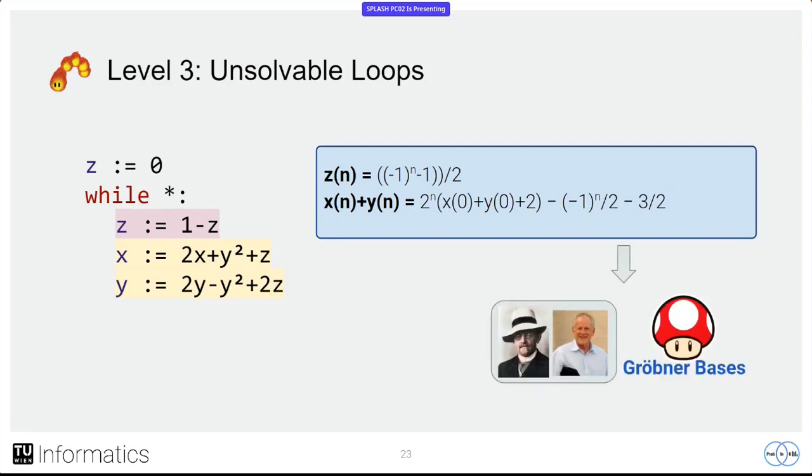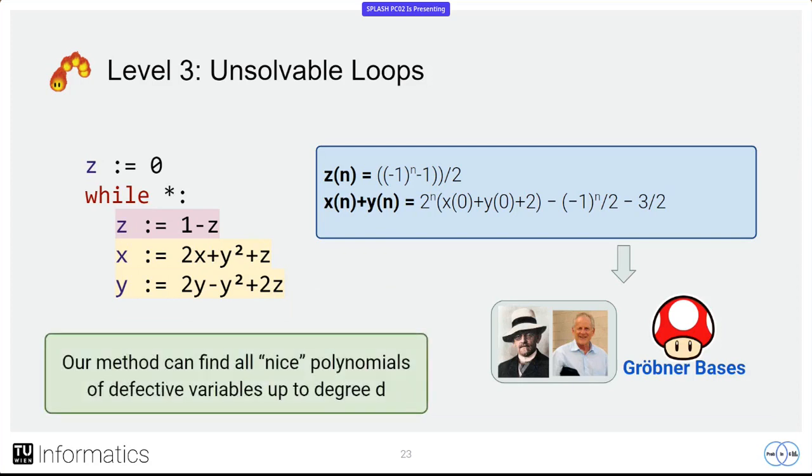And then you can use these closed forms again with standard invariant generation procedures to convert this into a basis for your invariants. And the nice thing about our method is that we can find all of these nice polynomials of defective variables up to a degree d. So for solvable loops, we could find all invariants with unbounded degree, and for unsolvable loops, as we have discussed in this one example, it's going to be hard in general. We're going to lose something. What we gain, of course, is invariants, but what we lose is that we have to fix the degree of the defective variables up to which we want to find invariants.